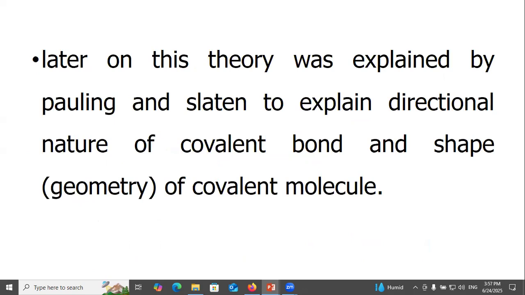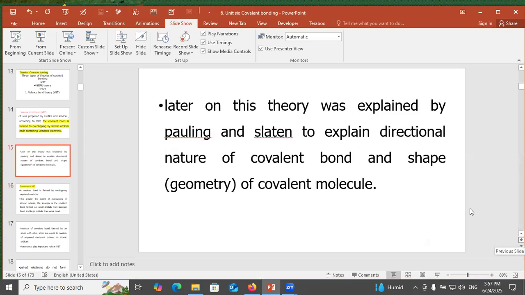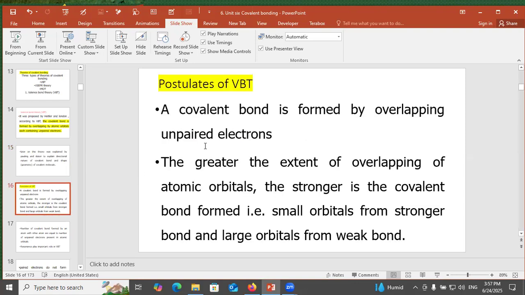Later on, this theory was explained by Pauling and Slater to explain the directional nature of covalent bond and shape geometry of covalent molecule. Postulates of VBT. A covalent bond is formed by overlapping of unpaired electrons. The greater the extent of overlapping of the atomic orbitals, the stronger is the covalent bond formed. That is, small orbitals form stronger bond and large orbitals form weak bond.